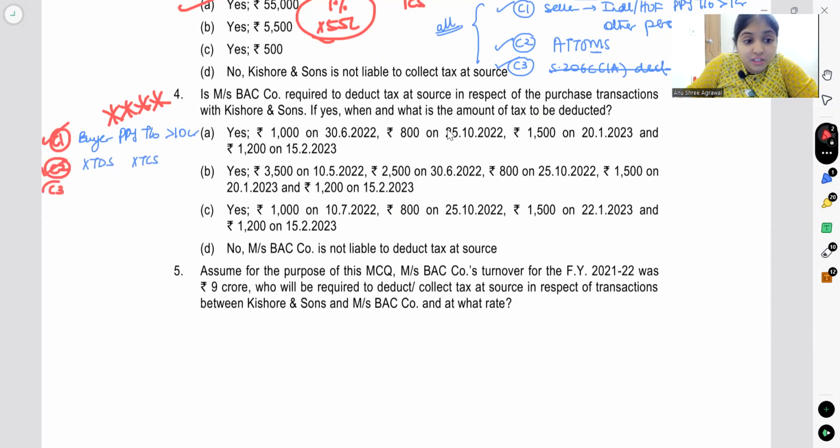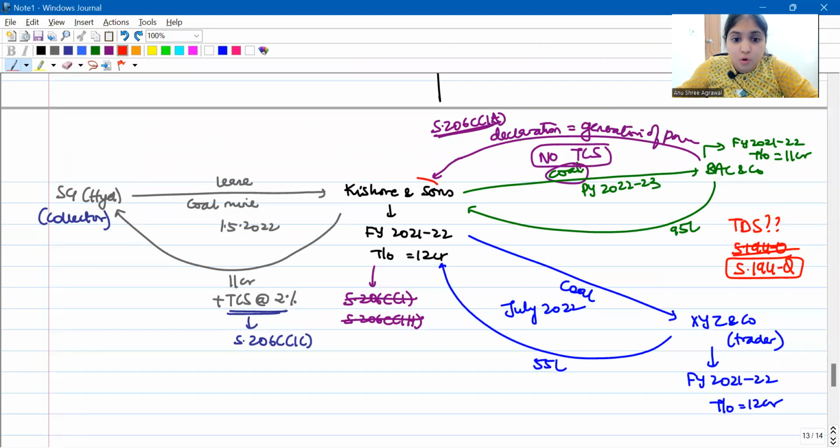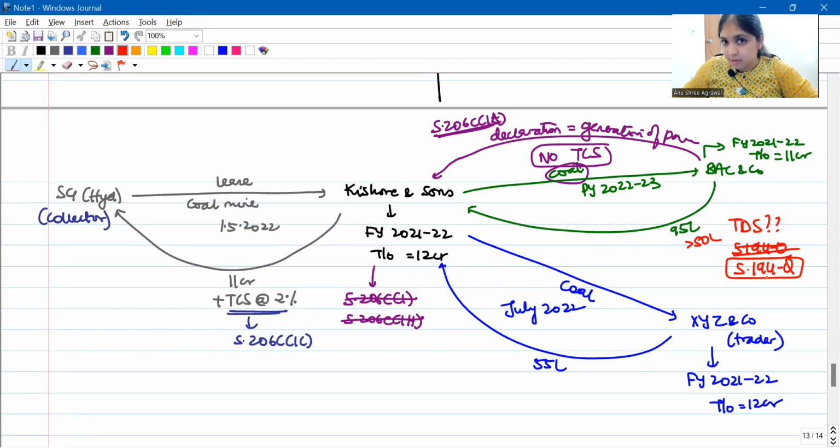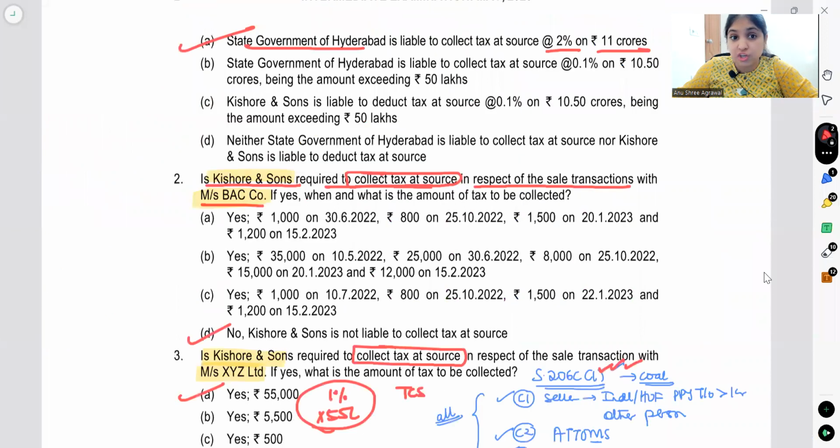Yes, and third condition, the aggregate sale between the seller and the buyer, the aggregate purchase that the buyer has made from the seller should be more than 50 lakhs. What about this condition, guys? The aggregate purchase which BAC and Co has made from Kishore and Sons is 95 lakhs, which is more than 50 lakhs. So all the three conditions are fulfilled. Therefore, I can say that yes, 194Q is applicable. So is BAC and Co required to deduct tax? Yes, the buyer will deduct tax under 194Q. But how much and when?